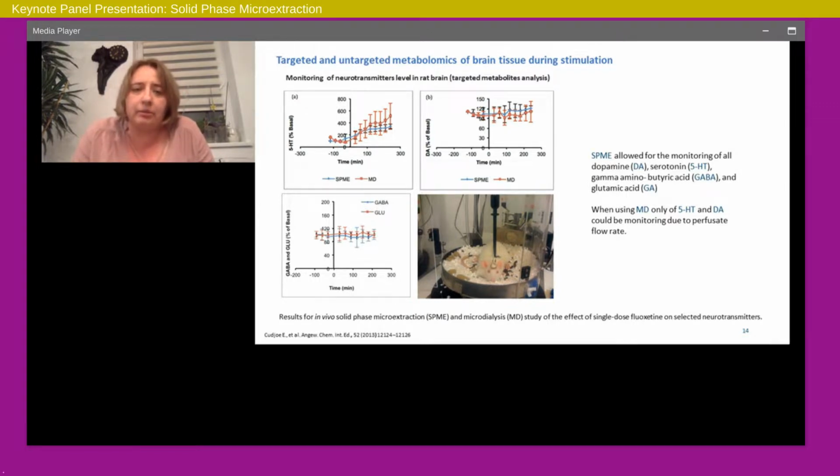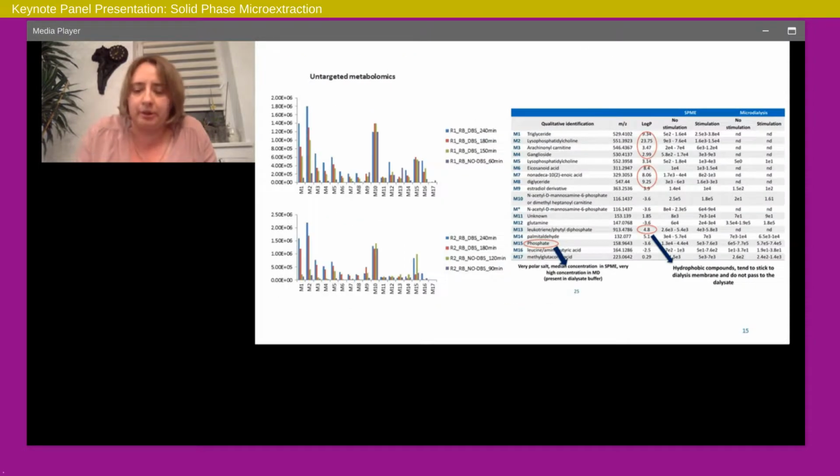Again, comparison with microdialysis showed very good agreement, but in fact, he was interested in 4 neurotransmitters, but because of low sensitivity of microdialysis, we only saw 2 neurotransmitters with microdialysis, but SPME allowed us to see all 4 of them. But despite the fact that we have seen 2, again, you can see that the data is in full agreement between the 2 methods.